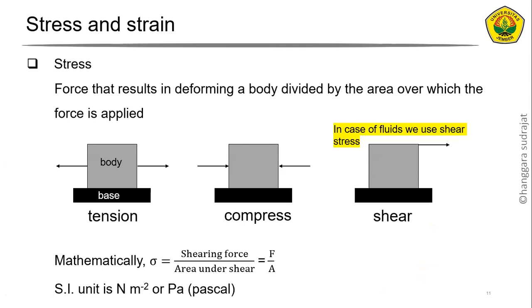I have already mentioned the terms stress and strain before, right? So let's try to get a better understanding of this. Stress is actually the force that results in deforming a body divided by the area over which the force is applied. So this is force divided by area. We can say that this is a normalized form of force. The unit of it is Pascal, or actually Newton per meter squared.